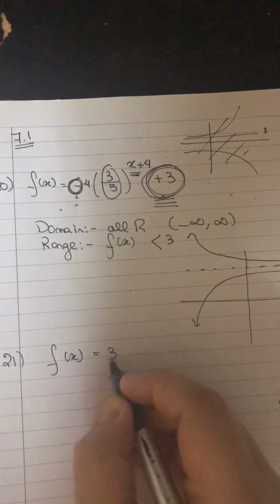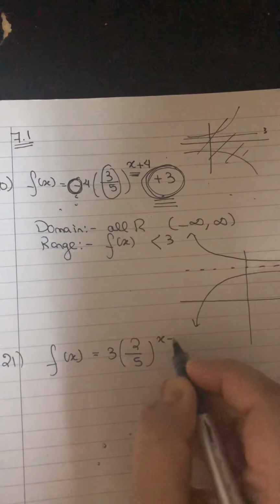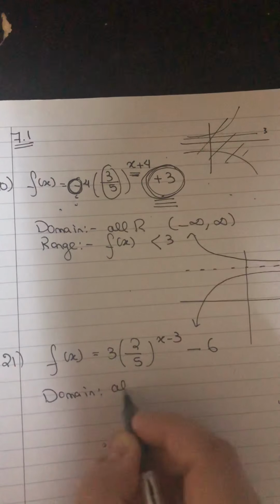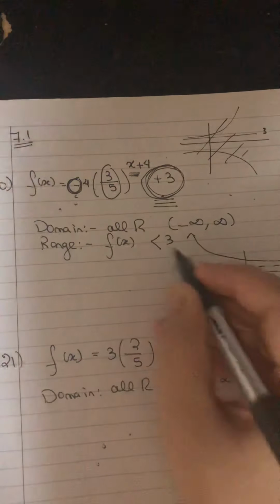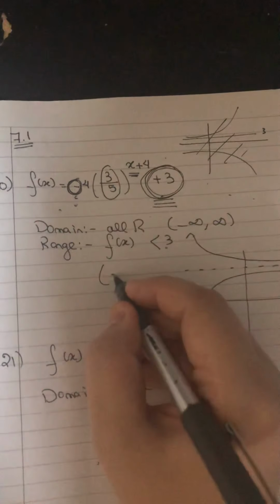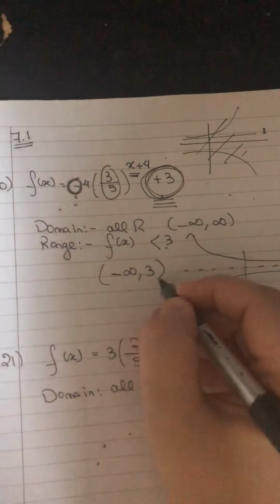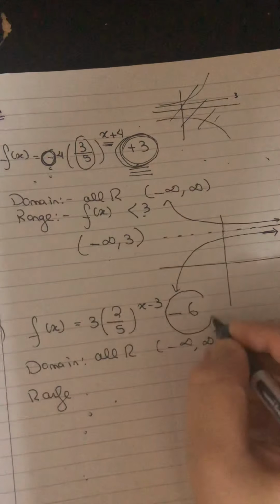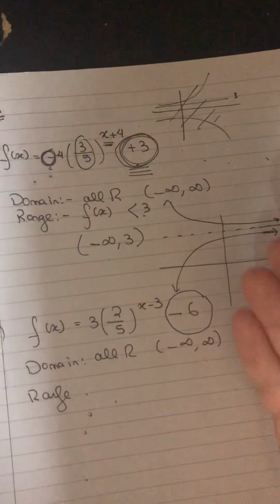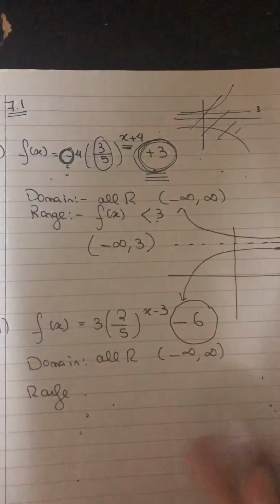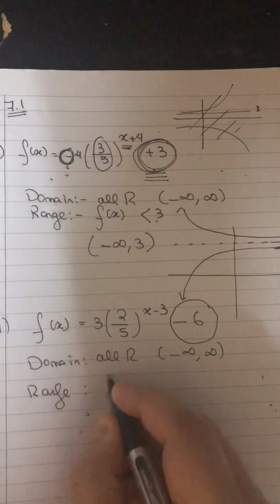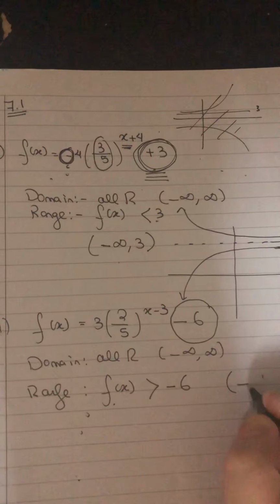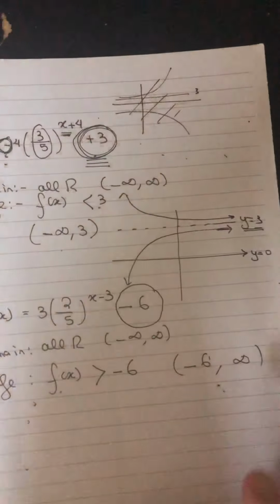f of x is equal to 3 and 2 over 5 to the power of x minus 3 minus 6. Again, regarding the domain, I would just write all reals or negative infinity to infinity. This one, I can write it, since it's less than 3, I can write negative infinity to 3 opened. Okay? Now, for the range, this decides the range. I'm thinking f of x greater than negative 6. Yeah, and I'm right. Why am I right? Because there's no reflection. So originally f of x is greater than negative 6. Or I can write it from negative 6 open to infinity opened.